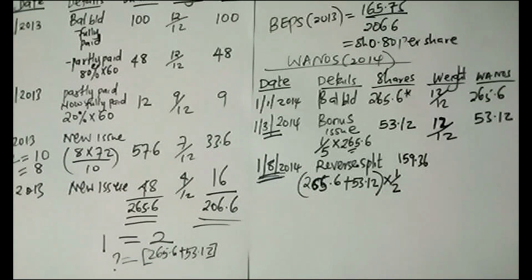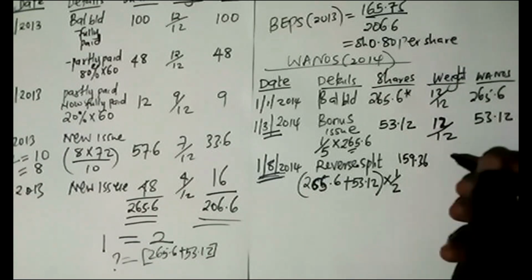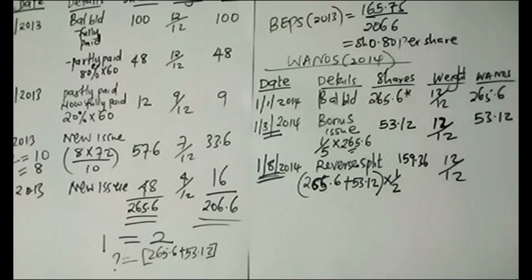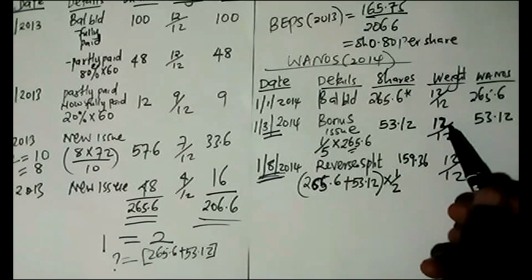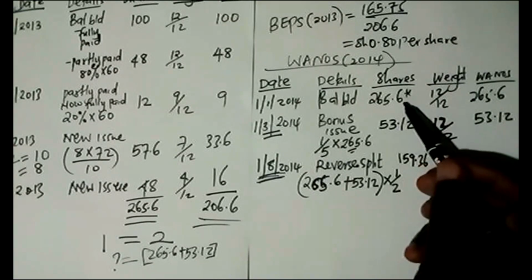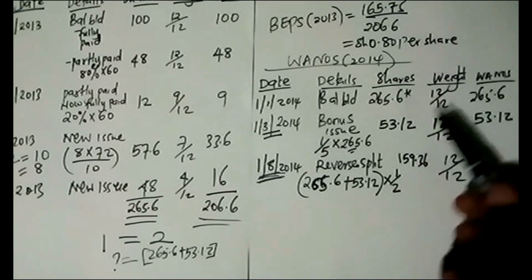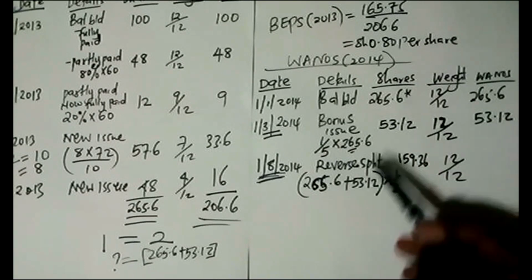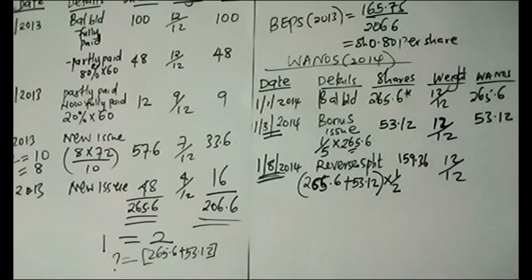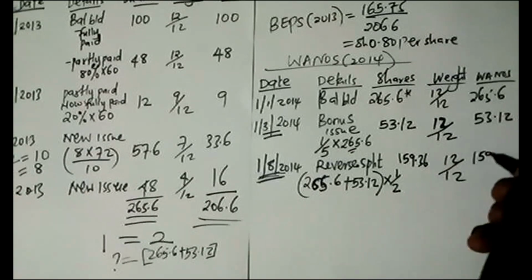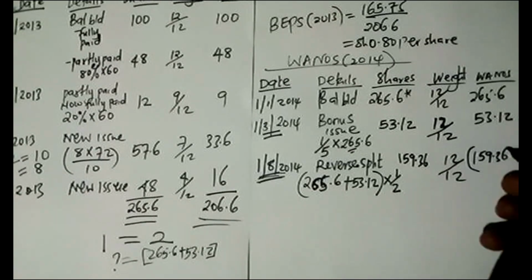So remember that the bonus obviously is weighed from the initial period, which is January. And so obviously, this one will be 12 out of 12, because even this bonus, we weighed it from the initial period. It was based on the shares of 265.6. So these two, the 265.6 and the 53.12, we have to weigh them from the initial period when they were incorporated in the capital structure. So which remains to be 159.36.